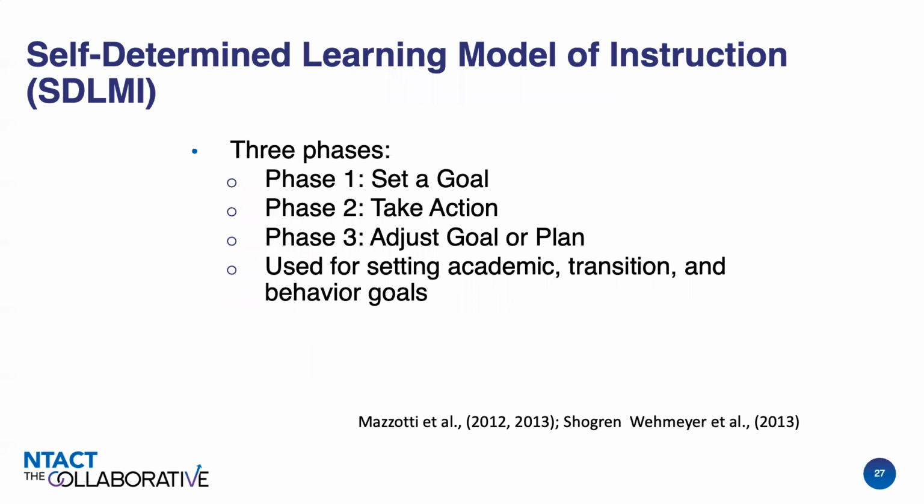The self-determined learning model of instruction, or SDLMI, is another method for teaching self-determination skills. It consists of 3 phases and is used for setting academic, transition, and behavior goals. The 3 phases are set a goal, take action, and adjust goal or plan.